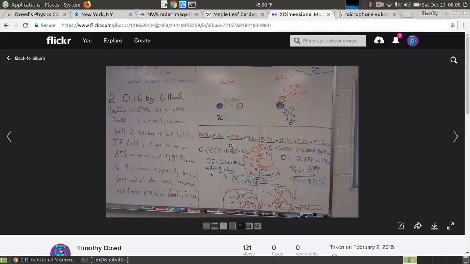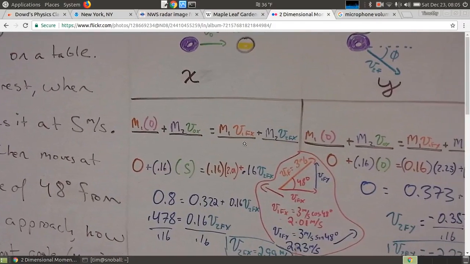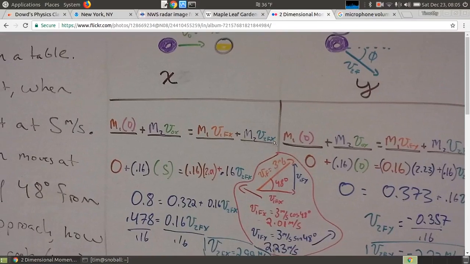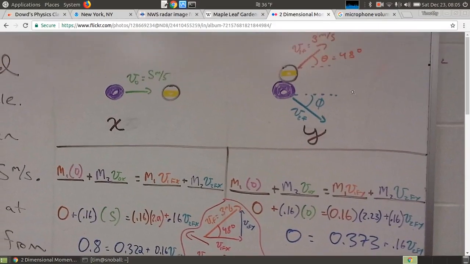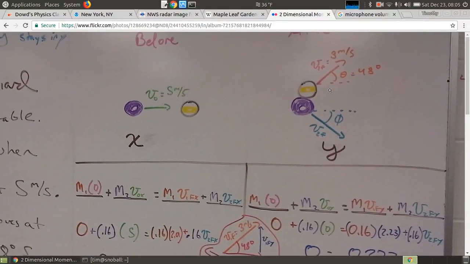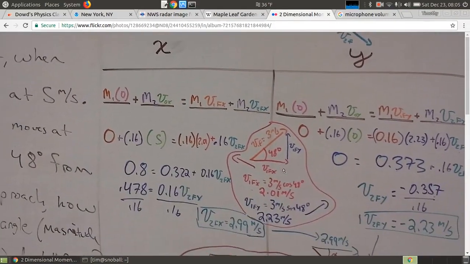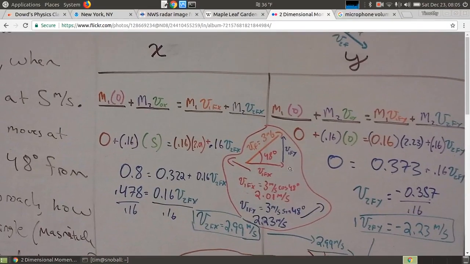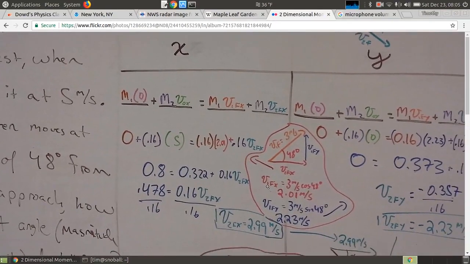Notice the labeling here. We have M1 V10, M2 V20, M1 V1F, M2 V2F. We have the same in both x and y, but I put a little x on the x components and a little y on the y components. So how do you do it? Well, you take our non-x or y velocity, which is ball 1 at the end, and you use trig to break down its components, V1Fx, V1Fy. So I did a little triangle, cosine got me x, sine got me y.